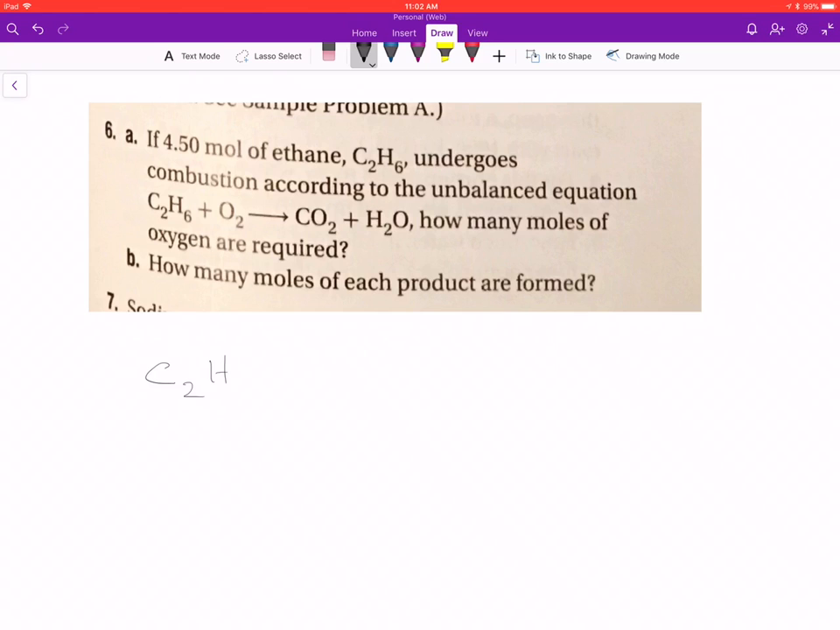C2H6 plus O2 yields CO2 plus H2O. Let's see if this is a balanced equation. Look, I got to the balance part. No, but we still have to do it.